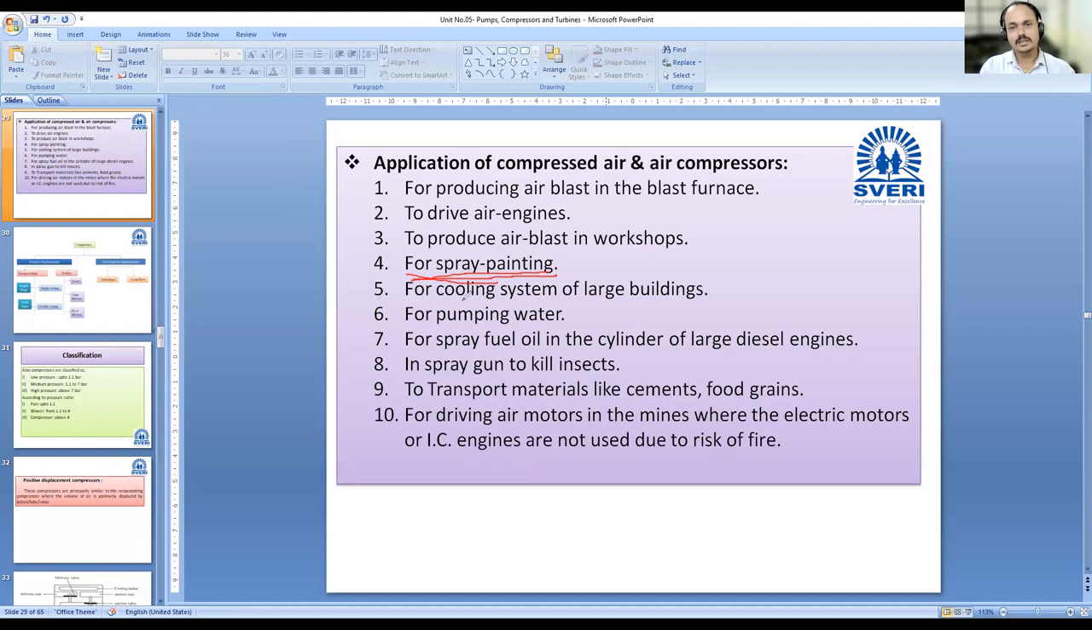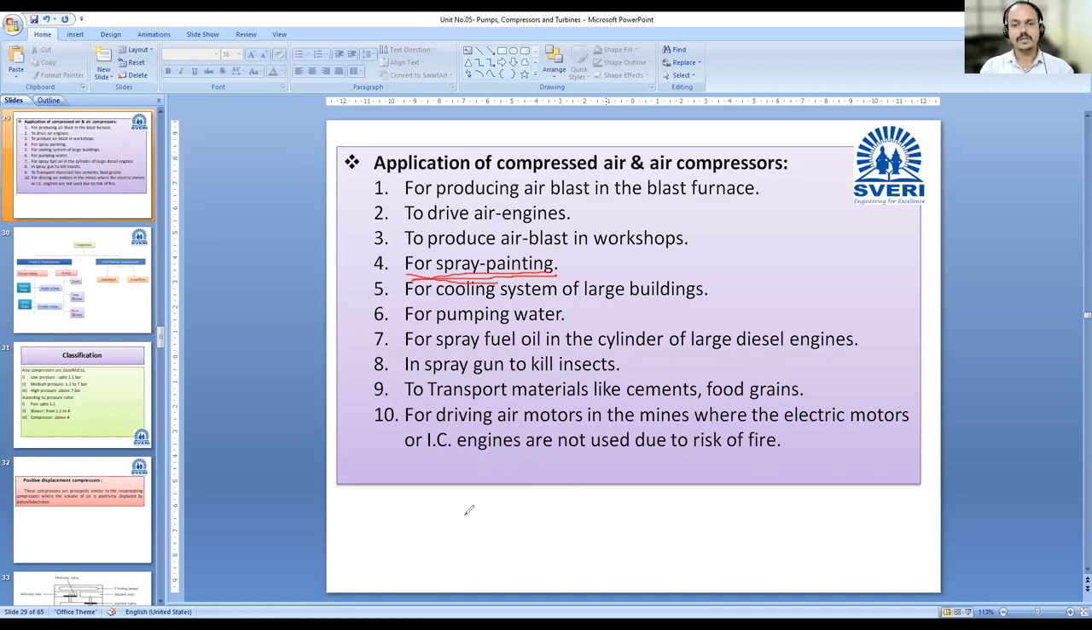For cooling systems of large buildings, for pumping water, for spraying fuel oil in the cylinder, in a spray gun, to kill insects, to transport material like cement and food grains, for driving air motors in mines. In mines also we need to use that compressed air. Now, the applications we know in our day-to-day life, which are those? To fill compressed air into the tires of motorcycles, vehicles, and bicycles.